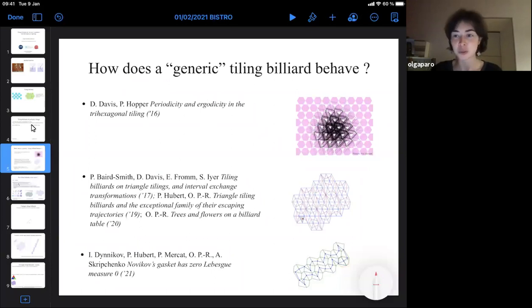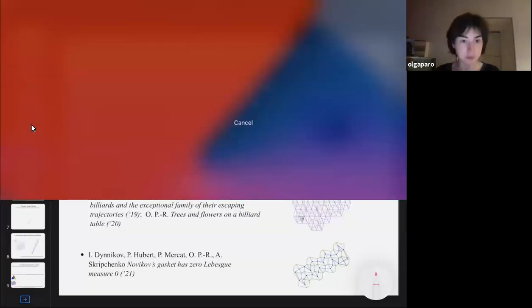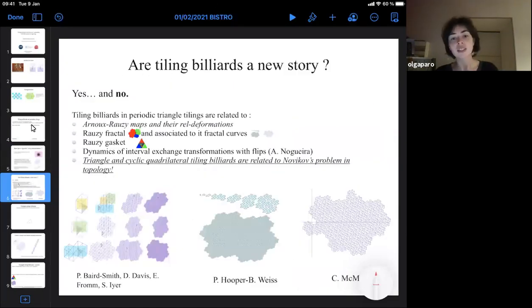And that's why I also want to speak about these systems. I think it's a worthwhile pursuit to look at tiling billiards. First, because they give beautiful pictures. For example, for triangle and cyclic quadrilateral tilings, you see that they are beautiful in the sense that they are complicated enough and not too messy. So there is some interesting combinatorics going on. And the second reason is the fact that tiling billiards in triangle and cyclic quadrilateral tilings are related to different classical objects and structures.